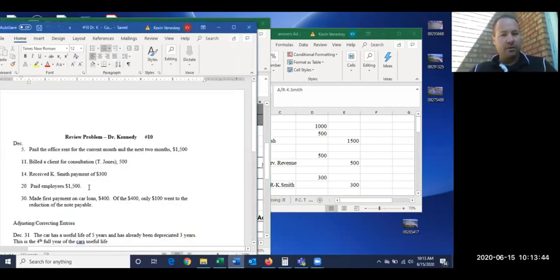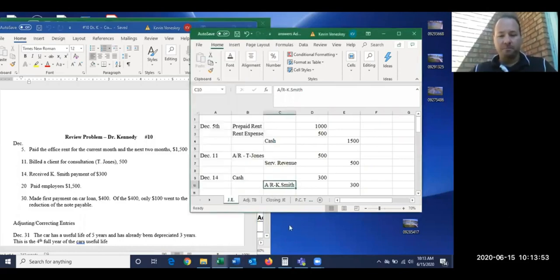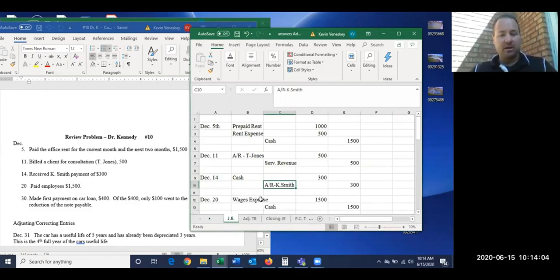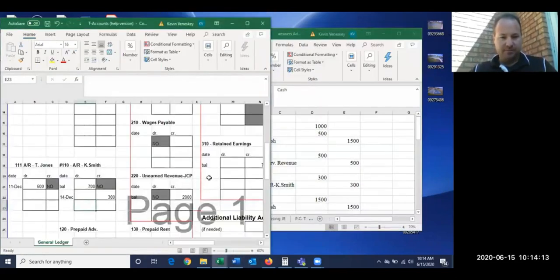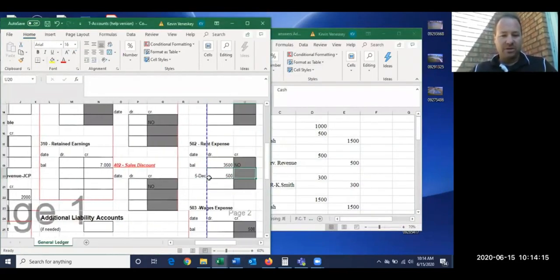So these are still review from last week, so that's why I'm going through these a little bit quicker. Paid employees $1,500, so our employees worked. We got the benefit of them working. So that's our wages expense. And then I'm going to credit the cash because I actually paid them. So what we got, our employees working. Why did they work? For money. So we come up to our T account, update our wage expense.